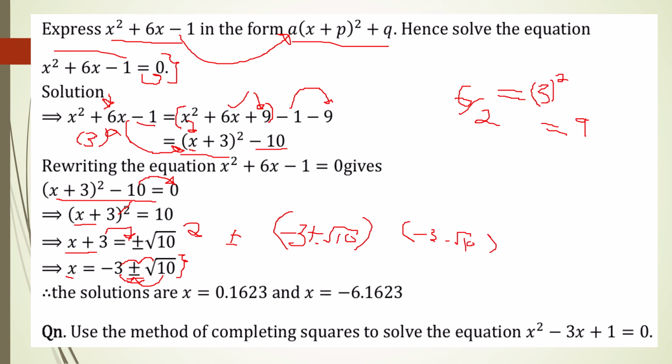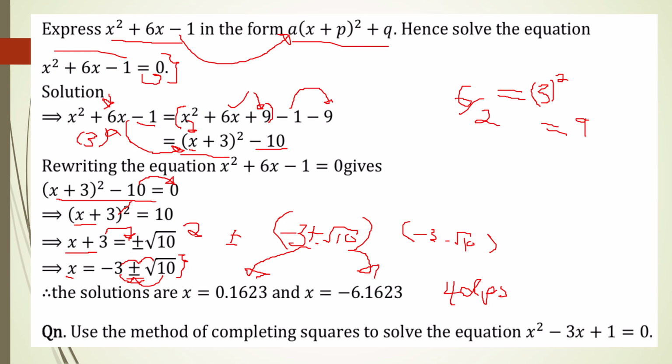So the first value that you're going to get from this is going to be 0.1623, and the other value is going to be negative 6.1623. If you look at these solutions, all the answers are rounded to 4 decimal places, because we say that the accuracy mark in pure mathematics is going to be got when the final answer, if it is in terms of decimal places, is to a minimum of 4 decimal places. Below that, you're going to be denied the accuracy mark.